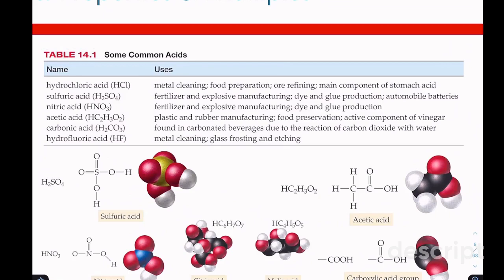Carbonic acid is also in your blood, and helps regulate the CO2 levels in your body. It's how your body knows that you have too much CO2 and you need to breathe more.